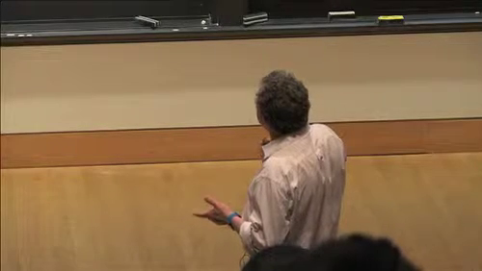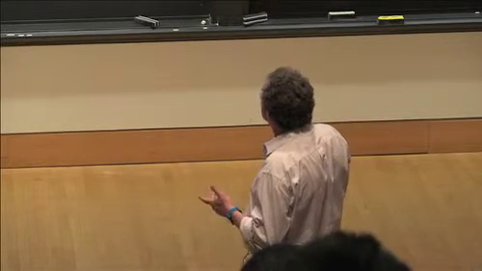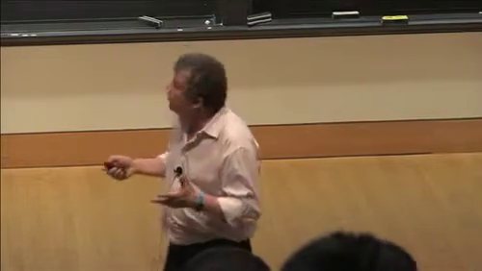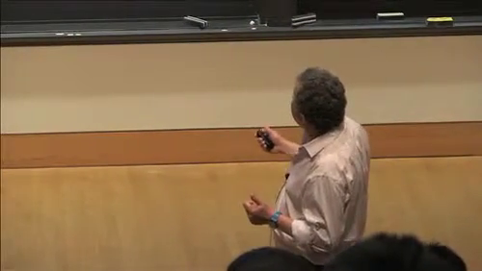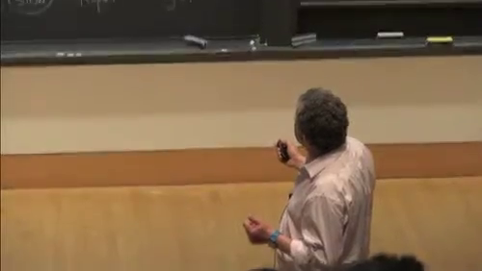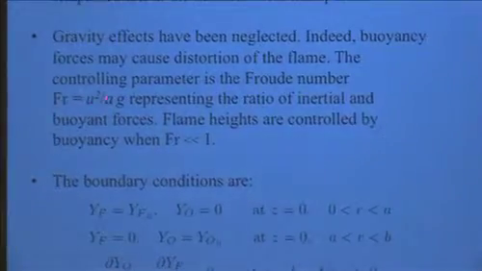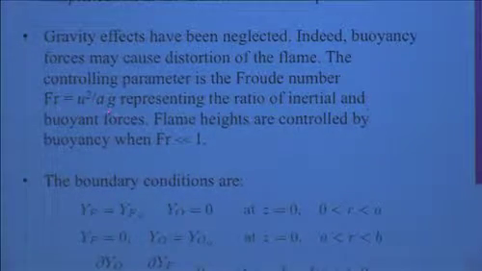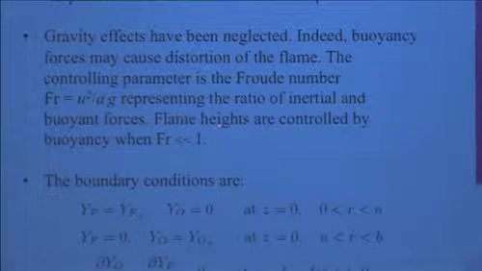Gravity is usual, in other words, that buoyancy forces do not essentially distort the flame. You see, I did not discuss that parameter very much when we introduced dimensionless equations in general, but the important parameter is the Froude number, and the Froude number defined here is the ratio of inertial to buoyant forces, okay? And it's essentially the velocity squared divided by a g, where a is the radius and g is the gravity.